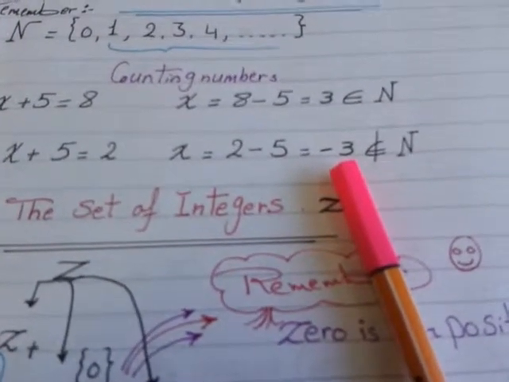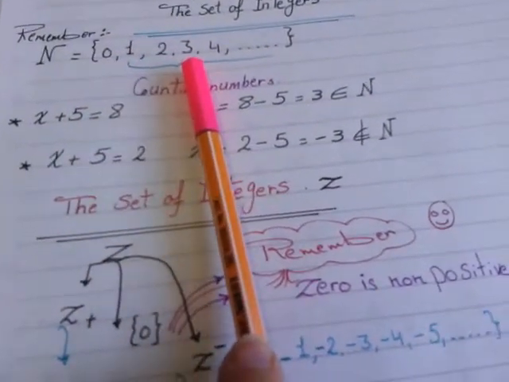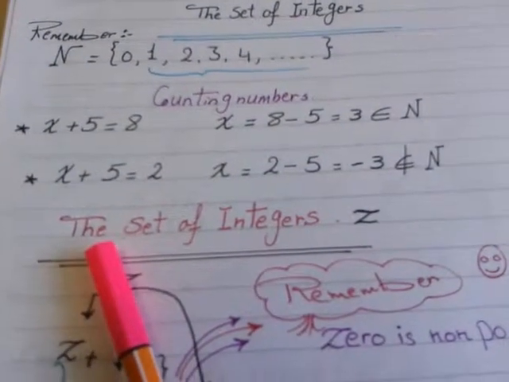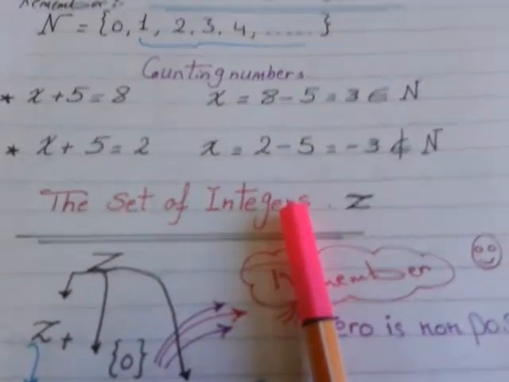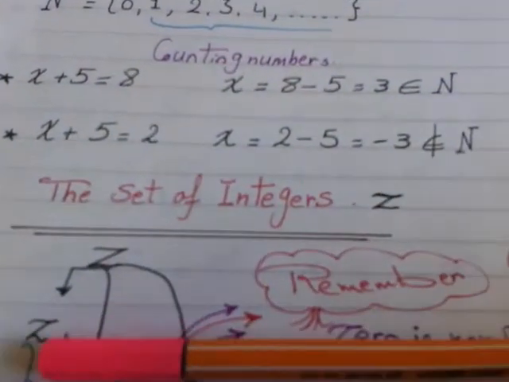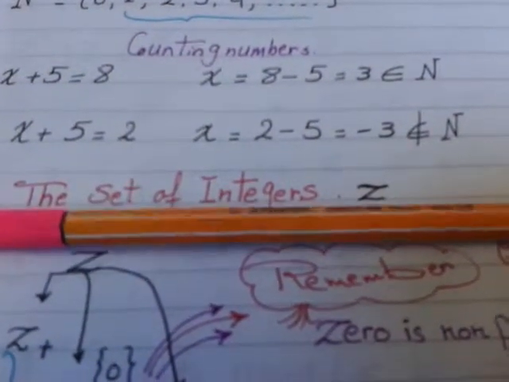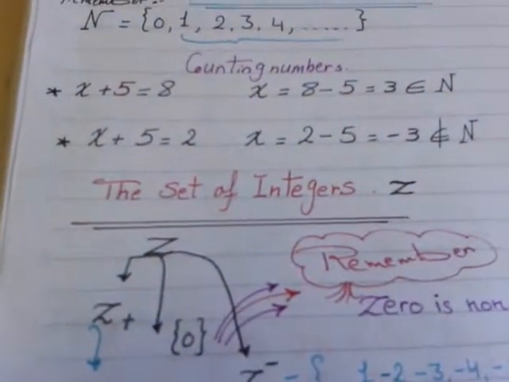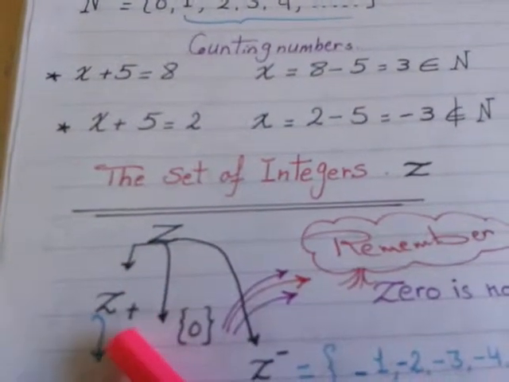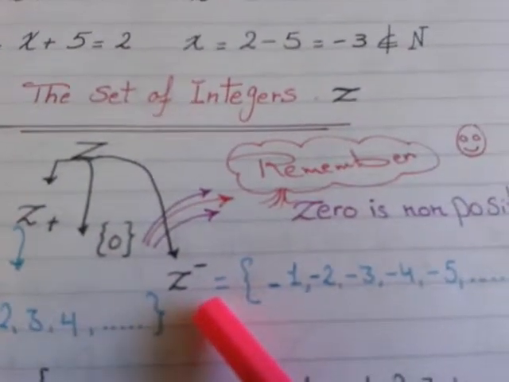But is negative 3 in the set of natural numbers? Of course not. This is a new group of numbers, the set of integers, denoted by the capital letter Z. The set of integers refers to the set of positive numbers and the negative numbers union 0. So Z is divided into 3 parts: Z positive, the set of 0, and Z negative.